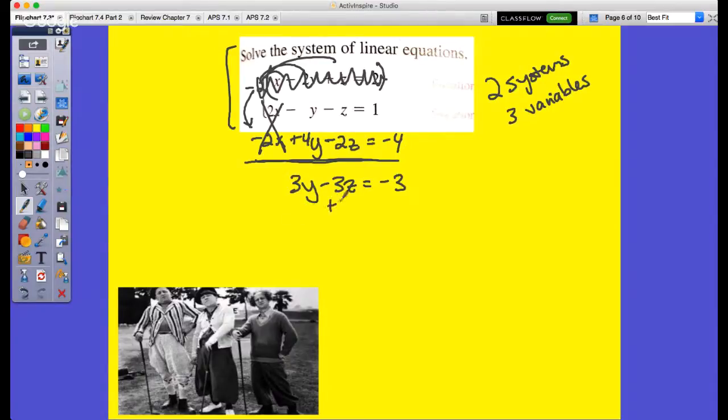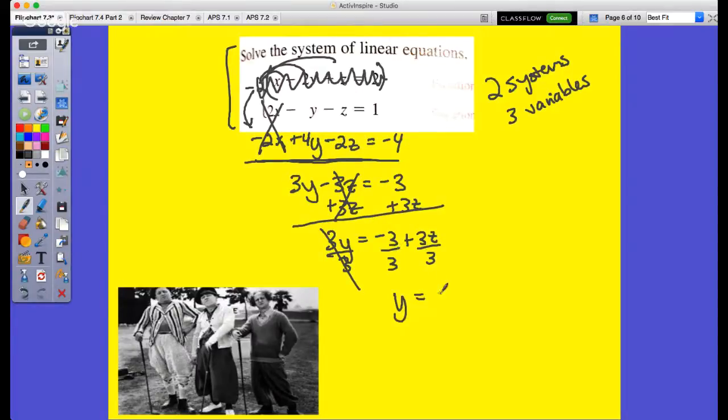So to do this, we've got to add 3z to either side. And this would equal 3y equals negative 3 plus 3z. I then divide by 3 on each side, and what I get is y is equal to negative 1 plus z. So this is actually the equation for y.